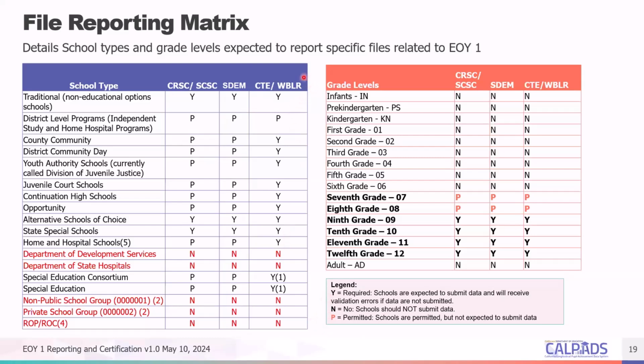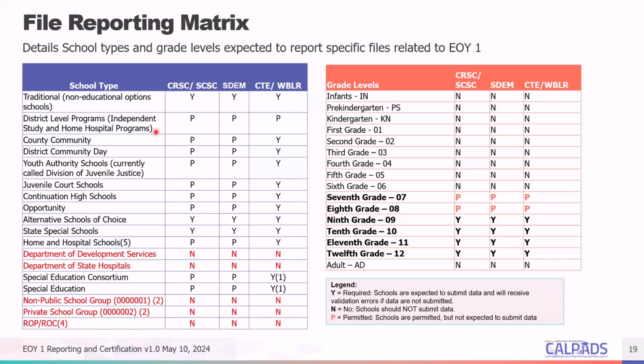And if we start at the schools table here at the very top, we see that with regards to traditional schools, all of the end of year one file types are required. They all have a Y in the cell for each of the file types in end of year one, meaning that traditional schools are required to report CRSC, SCSC, STEM, CTE, and work-based learning records in end of year one.